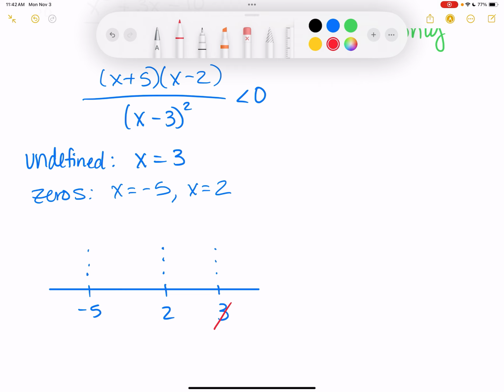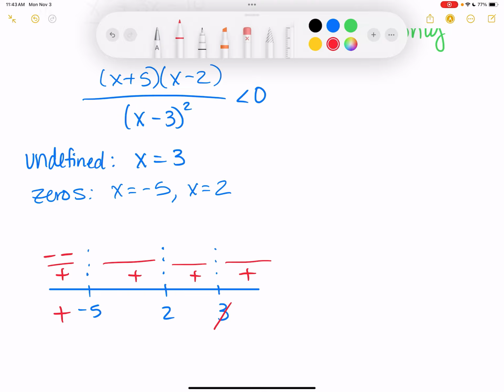So using my factored form, what do I know about the denominator? It's going to be positive every time because it's squared, so I'm going to go ahead and write in a positive in the denominator everywhere. What number do we want to choose over here? -10. If I plug in -10, what happens to both of these on top? They're both negative, so it's negative times negative, which is positive. So that's going to be positive over positive, so I get positive.